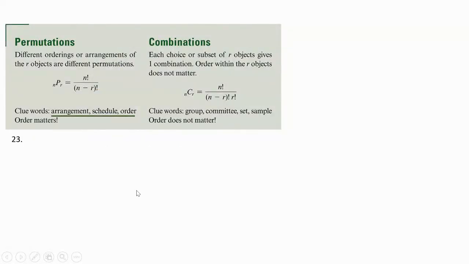Now comes the last part of the PowerPoint here. These are permutations and combinations. The difference between these two are the key words that they give you, or the clue words. If it's permutation, it means arrangement, schedule, or order, and the order matters. For combination, it's group, committee, set, sample, and order does not matter.